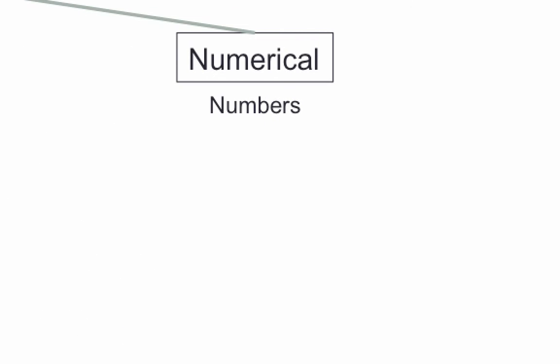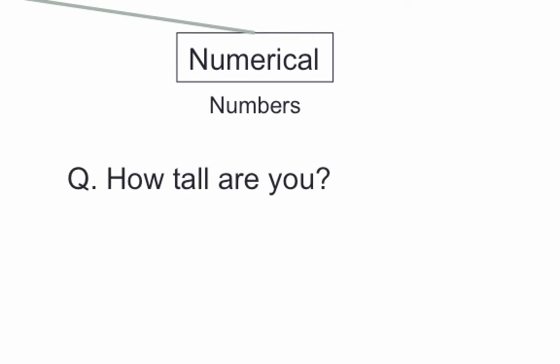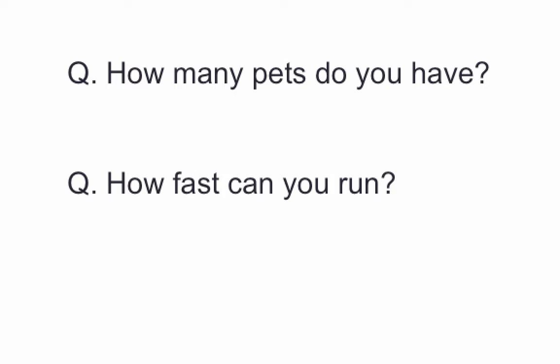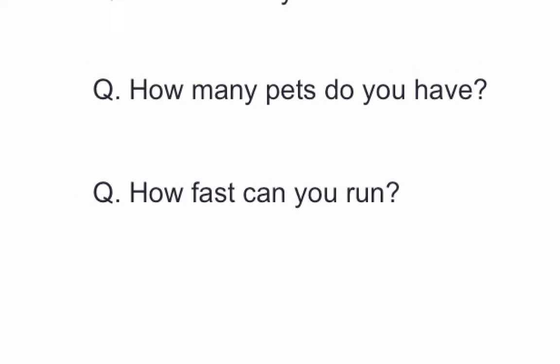Numerical data are going to be your numbers. So questions like, how tall are you? 194 centimeters. How many pets do you have? 1. And how fast can you run? About 10 k's an hour.